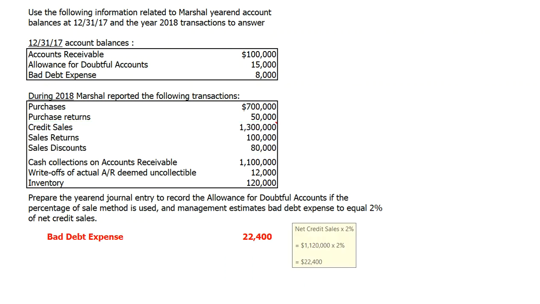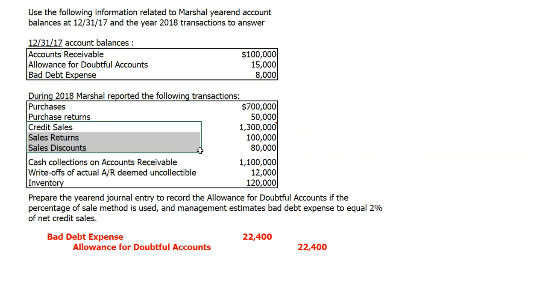Our bad debt expense then is simply $22,400. It's the net credit sales times our 2%. The other half of the entry then is a credit to the allowance for doubtful accounts. We aren't concerned with what the current balance is. It's simply we calculate the bad debt expense, debit the bad debt expense for that amount, and credit the allowance. Again, only using income statement accounts in our calculations.